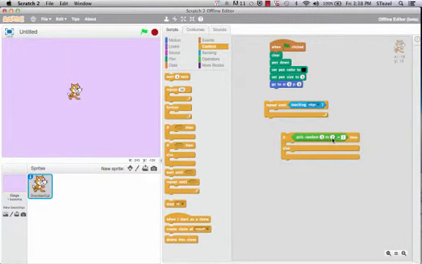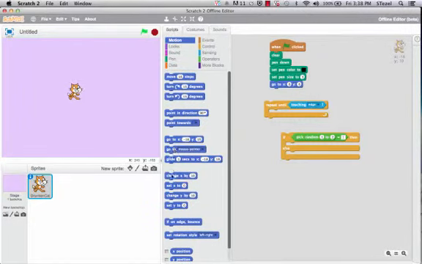So if I toss a one, I want the cat to change its x coordinate by 10 units. Else, meaning if I tossed a two, I want it to change its x coordinate by negative 10, okay? So that means if you toss the one, you go to the right by 10. If you toss the two, you go left by 10, okay?